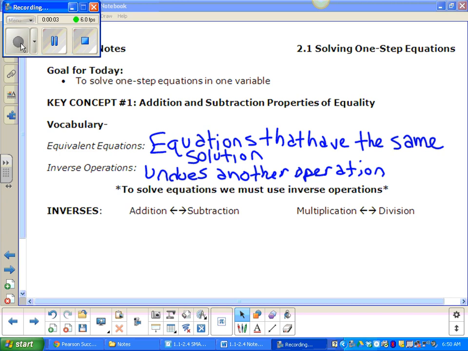Lesson is 2.1, solving one-step equations. Our goal for today is to solve a one-step equation in one variable. Before we actually go to examples, there's some vocabulary that we need to know.